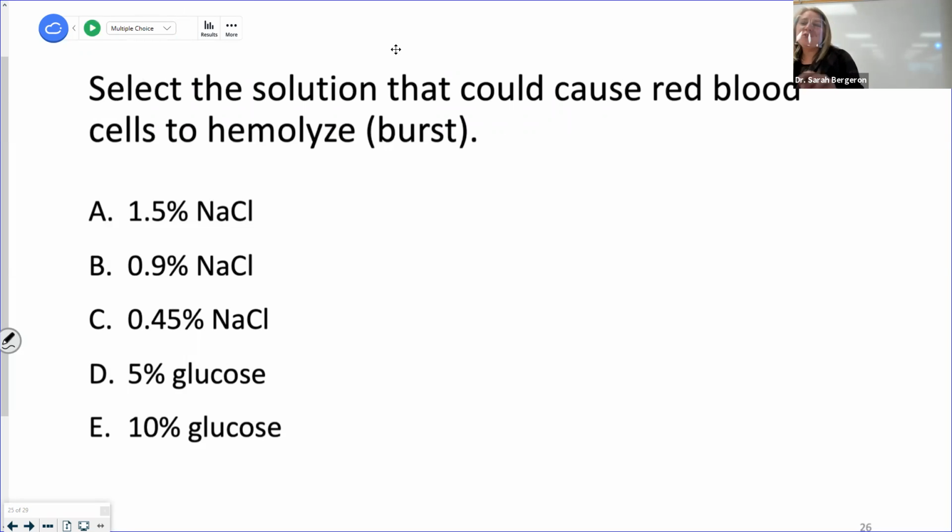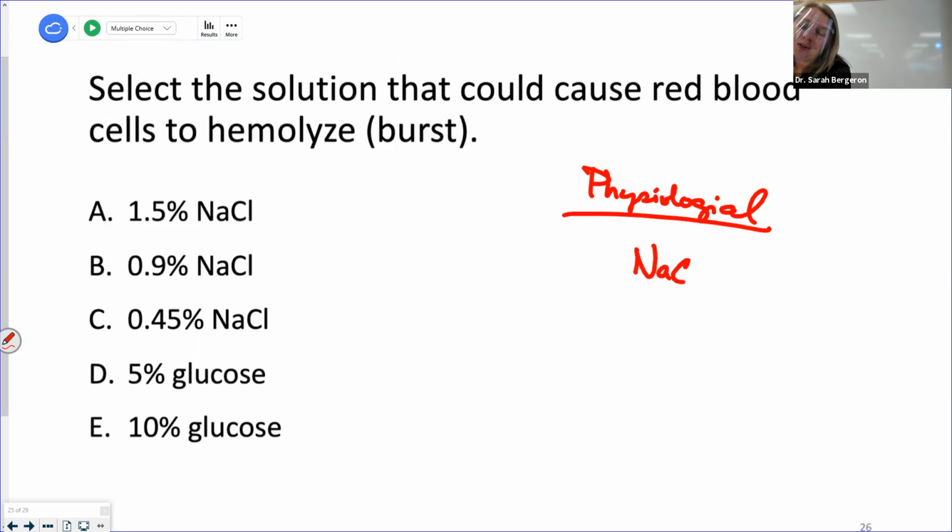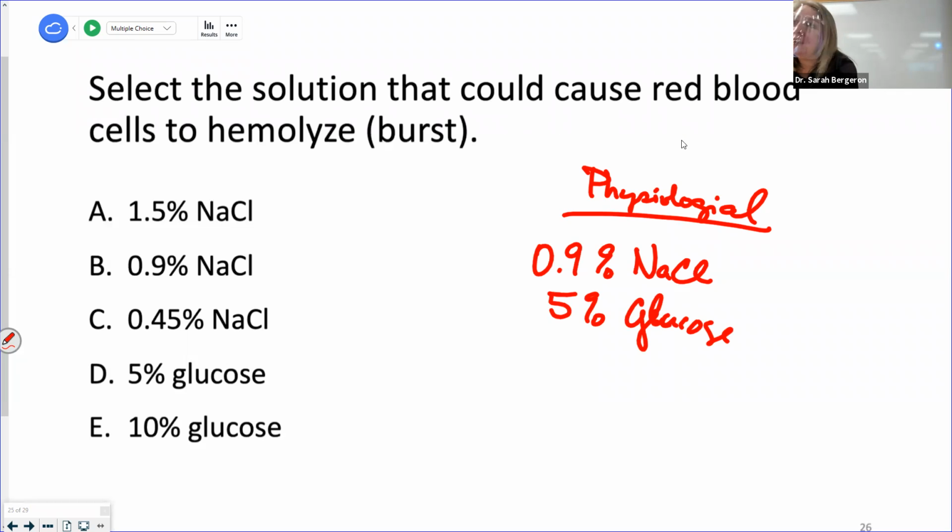All right, so what did you do to make this decision? Before I expose the answer, what 2 pieces of information did you need to know? Physiological conditions. So what are physiological conditions? We have something for salt. What is it for salt? What's the percent? 0.9% NaCl. And how about glucose? It's 5% glucose.